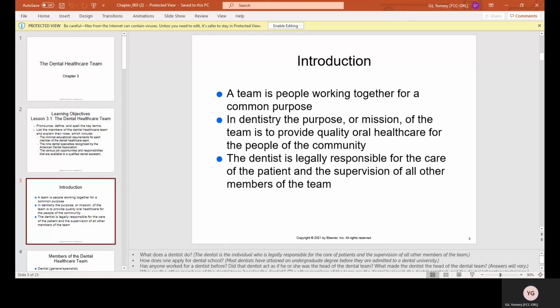The dentist is legally responsible for the care of the patient and the supervision of all other members of the team.